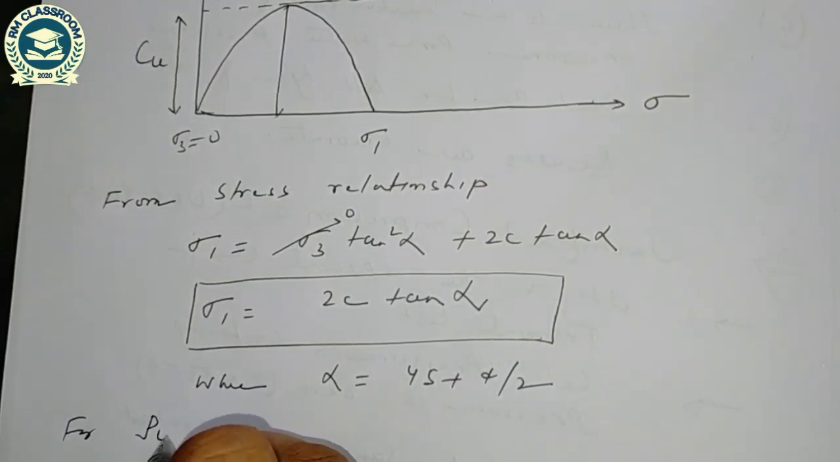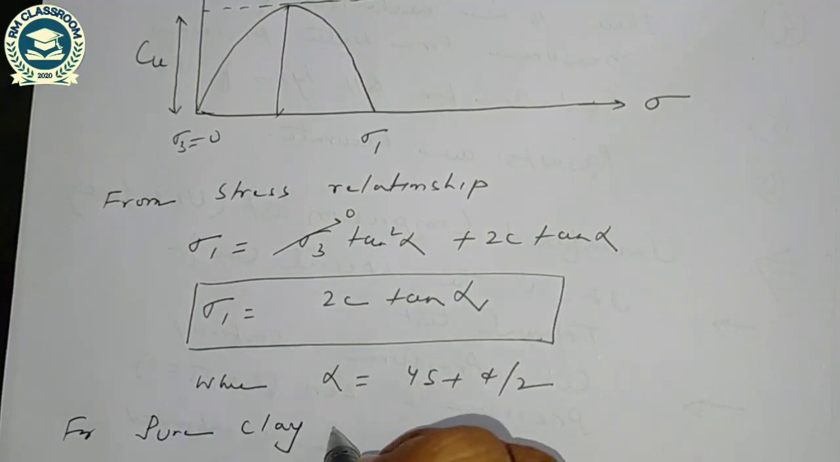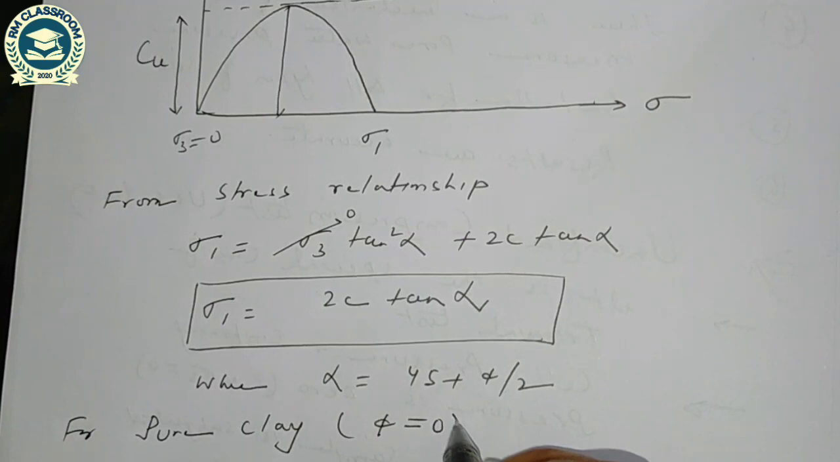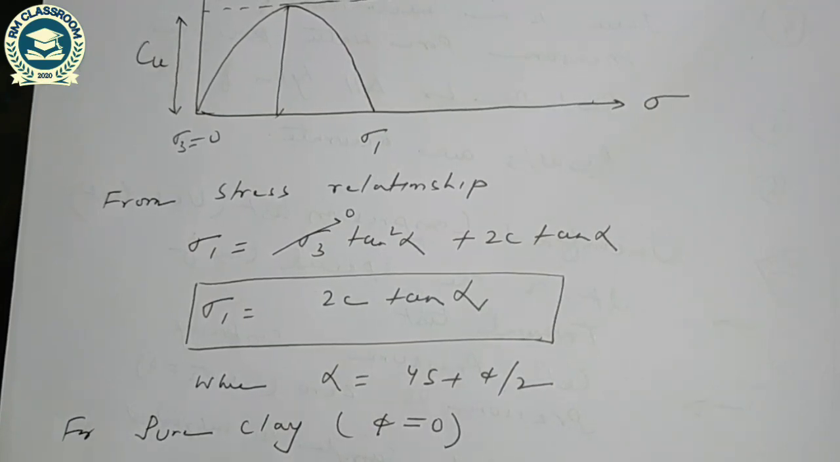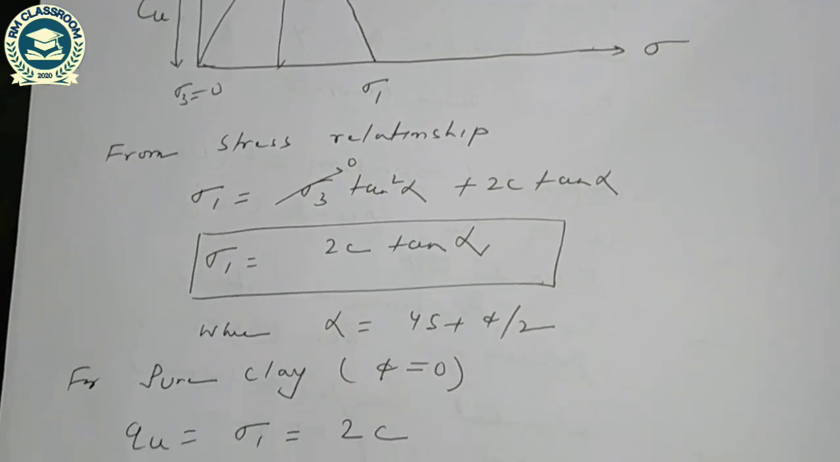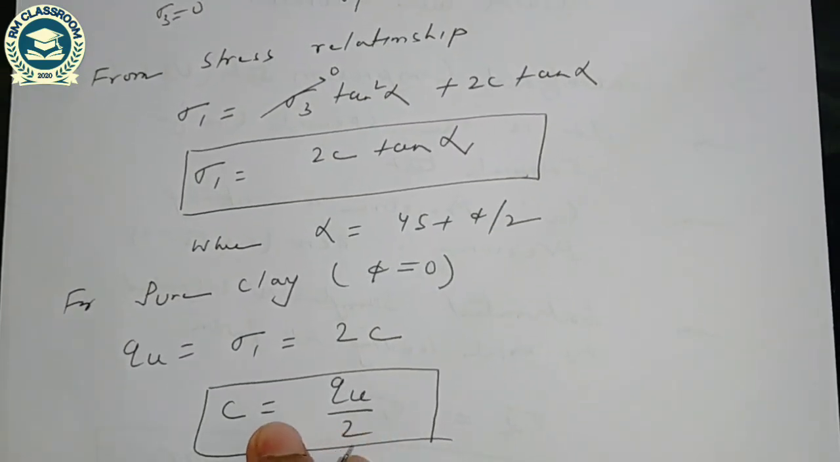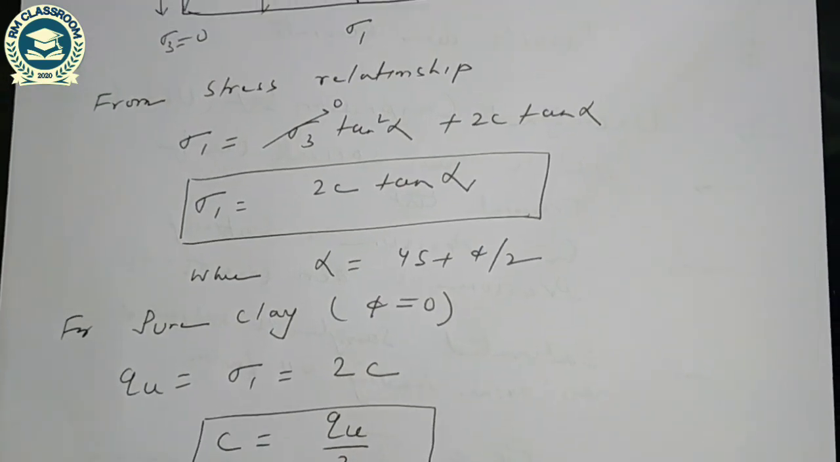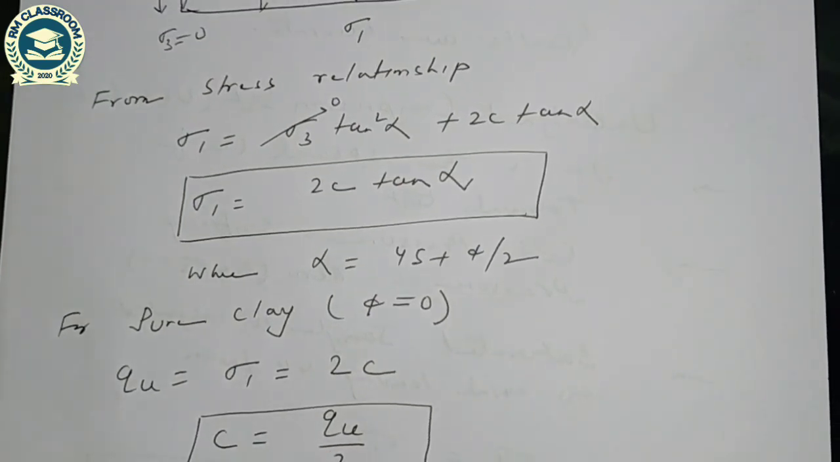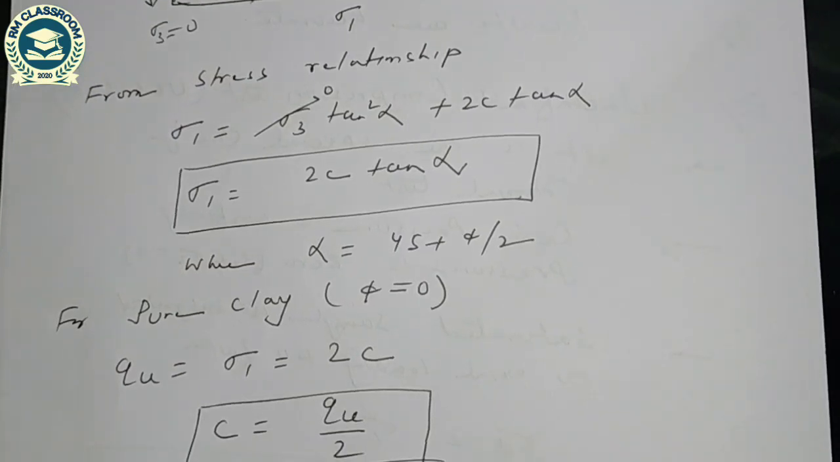For pure clay, we know phi is equal to 0, so Qu is equal to sigma 1, which is equal to 2 times C, or C is equal to Qu by 2. I already told you that Qu is the unconfined compressive strength, and half of the unconfined compressive strength is equal to the cohesion of the soil. So this unconfined compressive strength of the soil is used to measure the consistency.